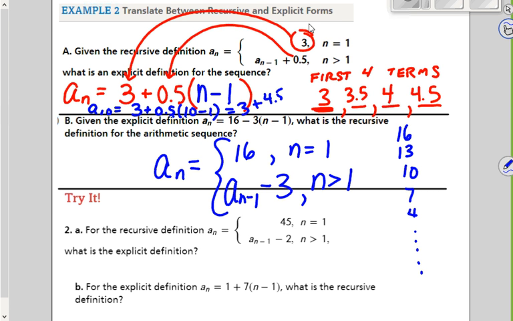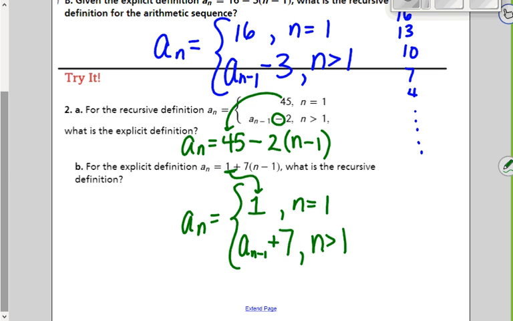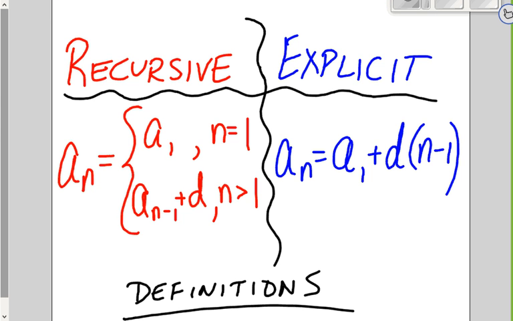Go ahead and do the try-its, parts A and B. If you have any questions, let me know. I'm going to pause the video again and reveal the answers. Just revealing my answers here for the explicit formula for part A and the recursive formula for part B. Hang with me for a moment here as I go to the next page and show you what these formulas are, what we just discovered.